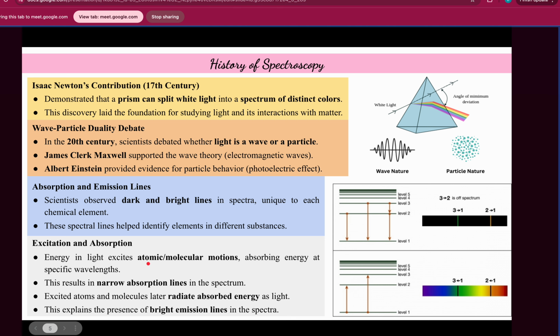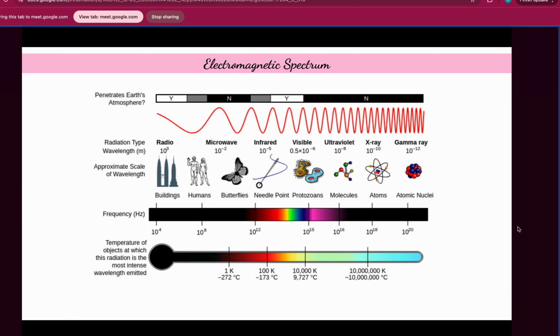So energy in light excites the atomic and molecular motions, absorbing energy at specific wavelengths, which results in the narrow absorption lines in the spectrum. And excited atoms and molecules later radiate the absorbed energy as light. This explains the presence of bright emission lines in the spectra. So this is how the bright emission lines appear in the spectra.